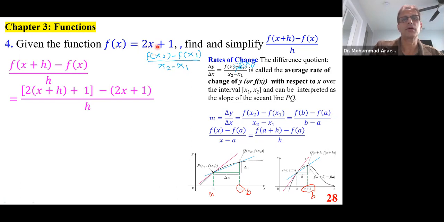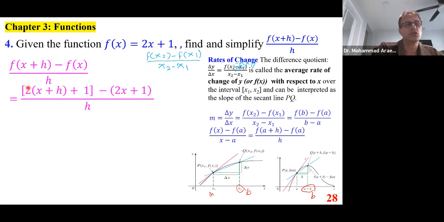f of x equals 2x plus 1. We want f of x plus h. We are going to replace the x with x plus h. That would be f of x plus h, and then minus, we just write f of x here. All you have to do is simplify the numerator accordingly.